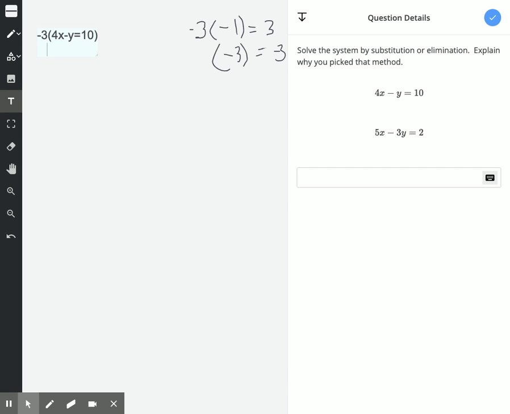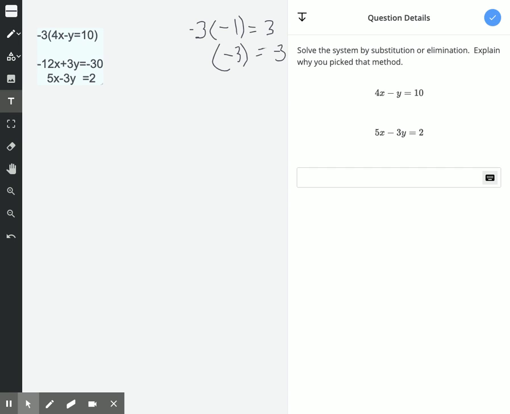And when you do that, you get -12x plus 3y equals -30. Okay. Underneath that, I'm simply going to rewrite my original 5x minus 3y equals 2. And the nice thing about using this is I can now put a space between those because I don't want to look at the top one anymore. Kind of done with it.